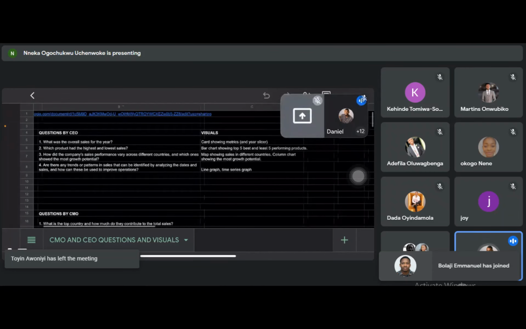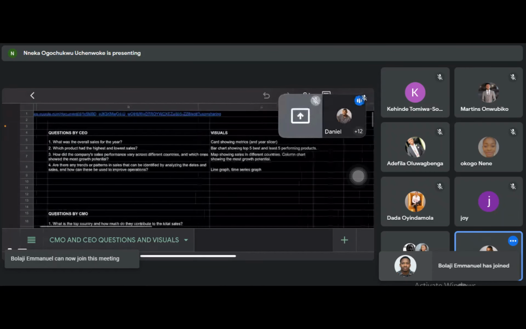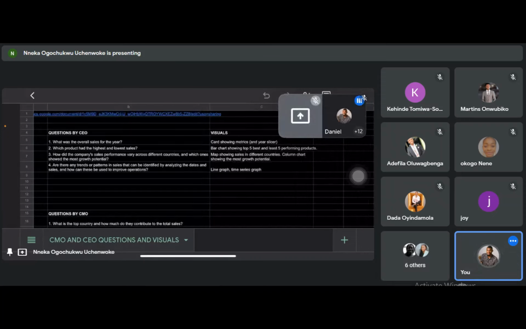I think there's a way you can actually use... which product has the highest and lowest sales. All right, this one is pretty straightforward though. You could use small multiples. Okay, you could use small multiples. So you could divide your small multiple into two visuals alone.